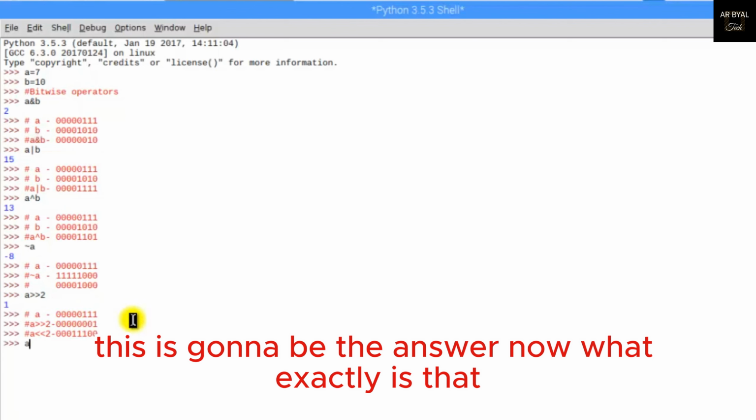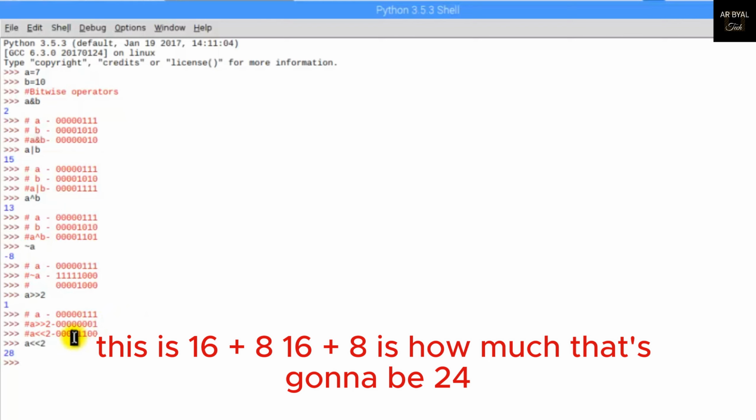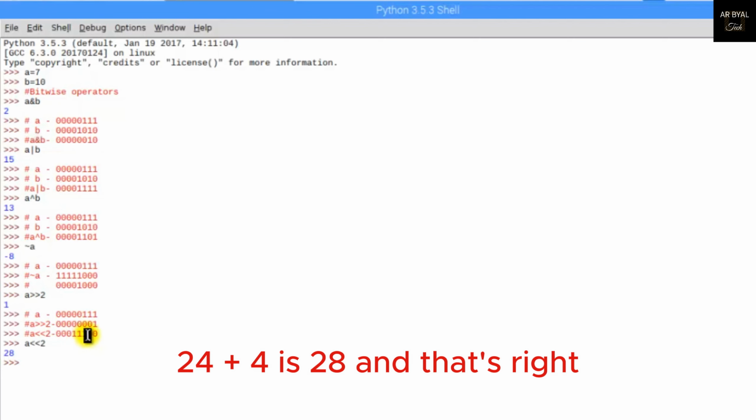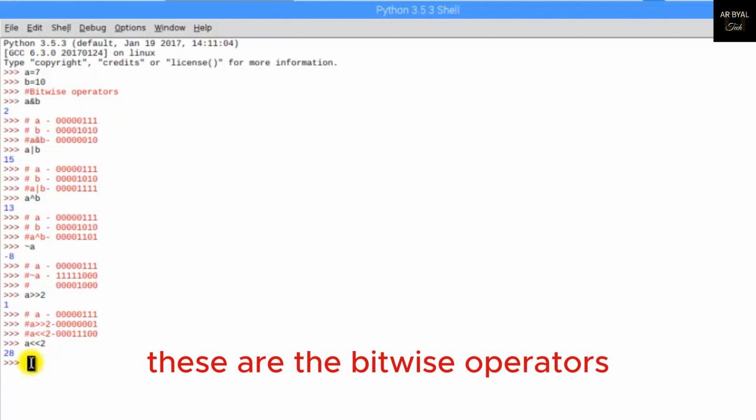Now what exactly is that? A left shift by 2. That's going to be 28. This is 16 plus 8. 16 plus 8 is how much? That's going to be 24. 24 plus 4 is 28. And that's right. So you have A left shift 2, that is 28. Clear? These are the bitwise operators.